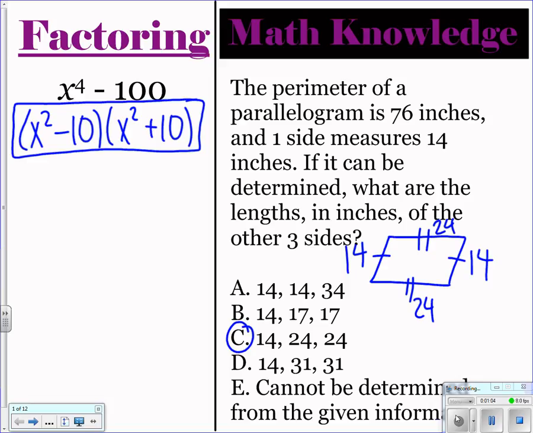You definitely can figure out what the side lengths are for your parallelogram if you have one side length and you know the perimeter. It would definitely not be E.